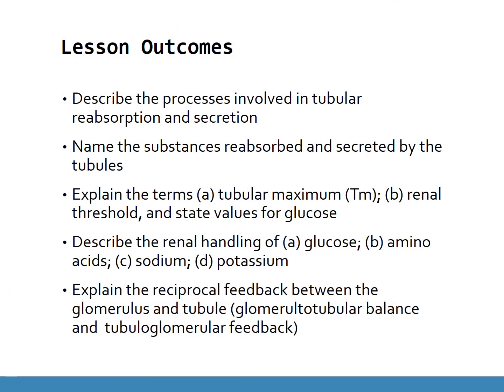We will look at the processes involved in tubular reabsorption and secretion. We will look at some of the major substances which are reabsorbed and secreted along the tubules. We will understand the concept of tubular maximum and renal threshold, looking at glucose as an example. Then we will look at the renal handling of certain substances like glucose, amino acids, sodium, potassium, etc. And towards the end, we will look at the feedback mechanisms that control the glomerular filtration in response to the tubular function.